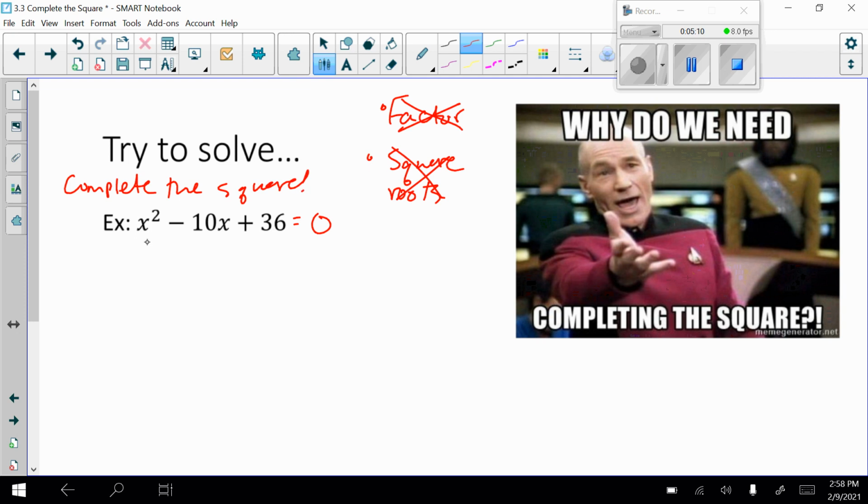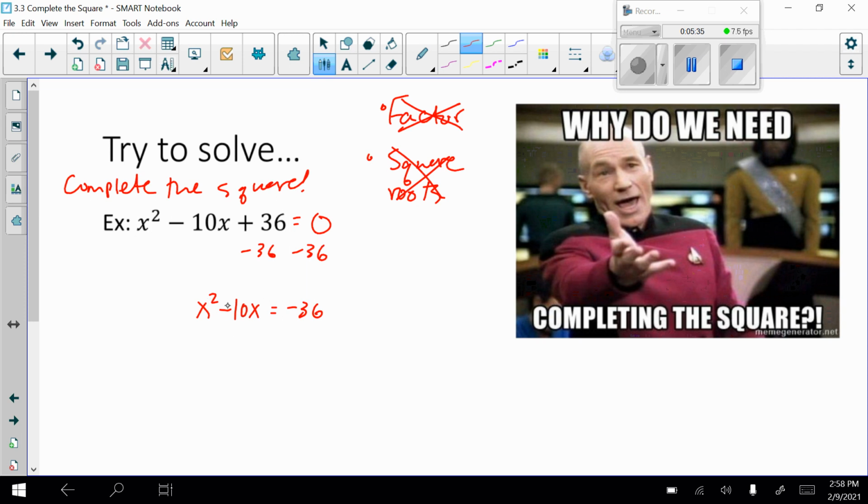First, what we're going to do is get all of the x's on the same side of the equation. So I'll have to subtract 36. They're already on the same side of the equation, but I mean get them all alone. So it's going to be x squared minus 10x equals negative 36. So we got the 36 over here. Now I just have x's on the left side of the equation.